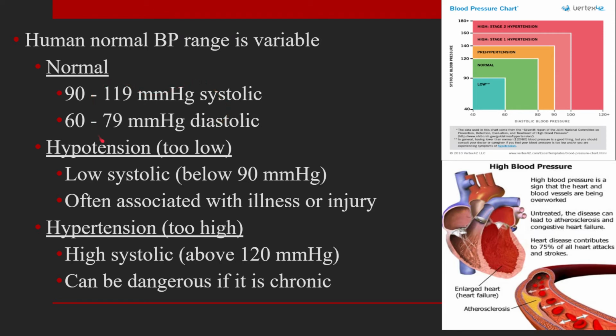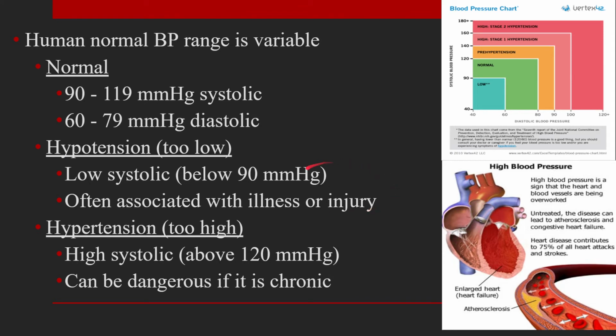That's a decent target. If your blood pressure falls below 90 for systolic and 60 for diastolic, then that means that you probably have hypotension. Now, if it's just one moment in time, it's not a big deal, but if you have a pattern of this over time, that means you have hypotension. And this is often associated with illness or injury.